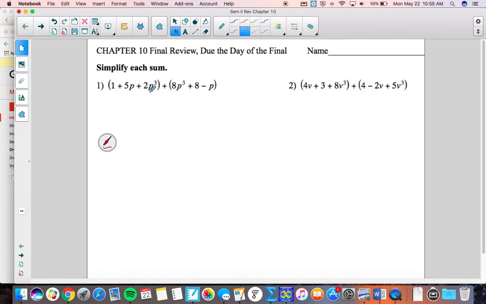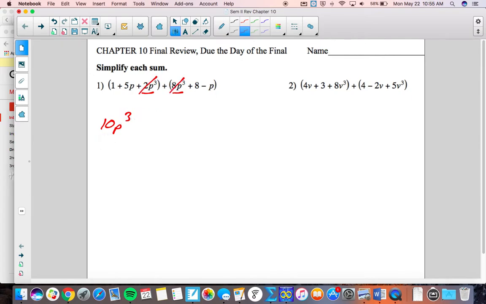And when we add polynomials, we can only add the terms that are like terms, or that have the same endings. These two are like terms because their variable attached to them is p to the third and p to the third. So I can add those together to get 8p to the third. I mean 10p to the third, because 2 plus 8 is 10. Notice the ending, the p to the third, just comes along.